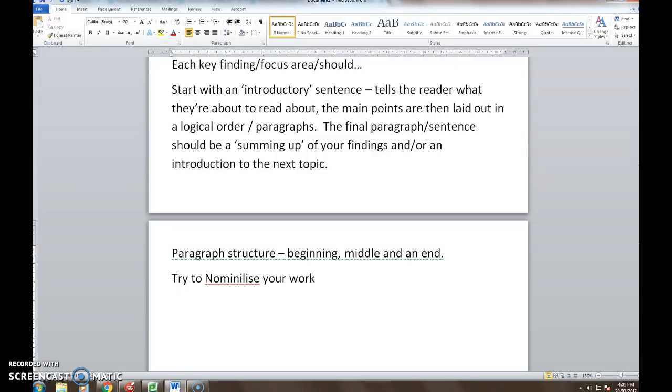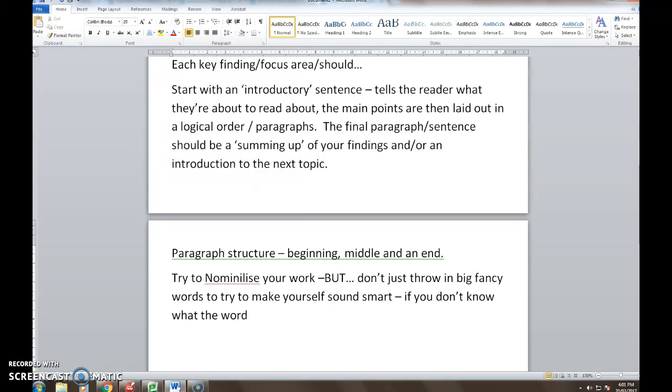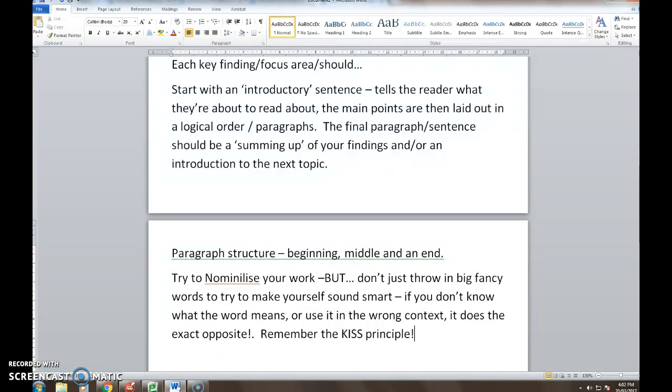Okay. Where possible, try to nominalize your work, but don't just throw in big fancy words to try to make yourself sound smart. If you don't know what the word means or use it in the wrong context, it does the exact opposite. Remember the KISS principle. If you don't know what that means, ask and I'll help you with that as well.